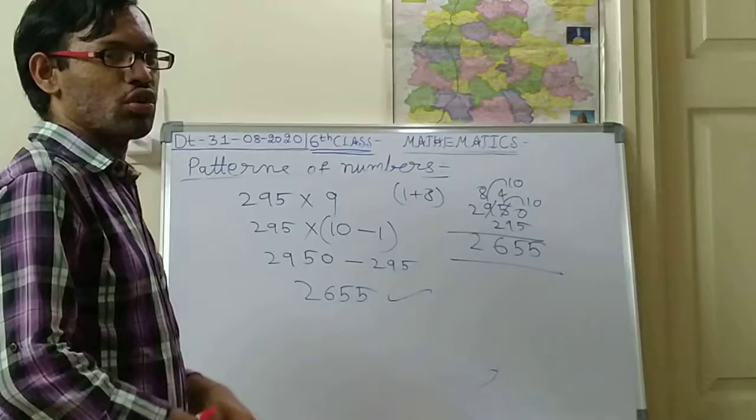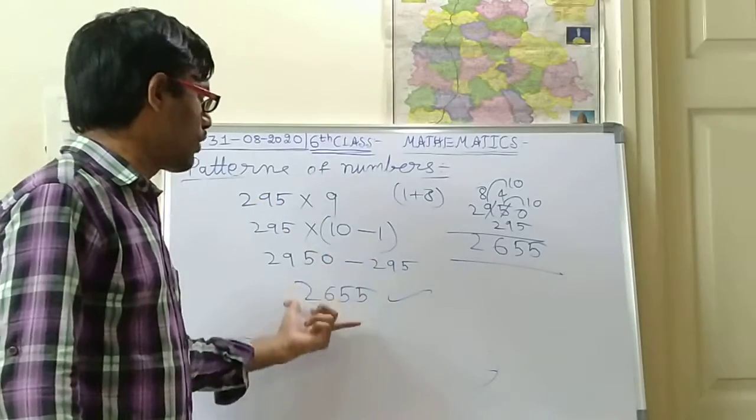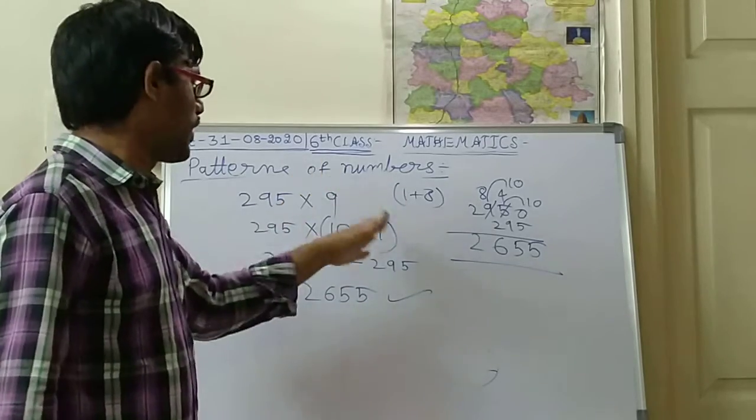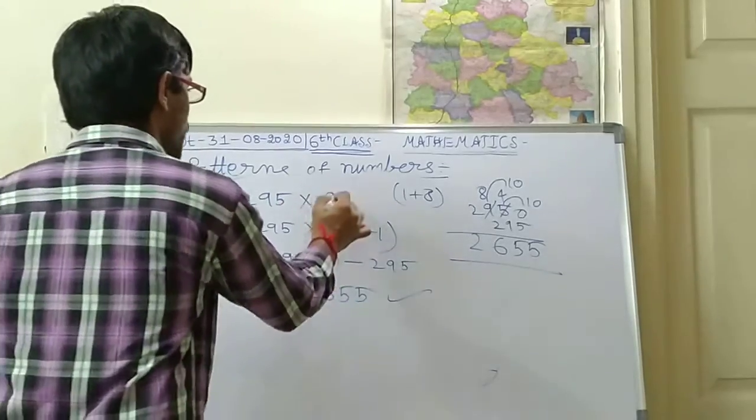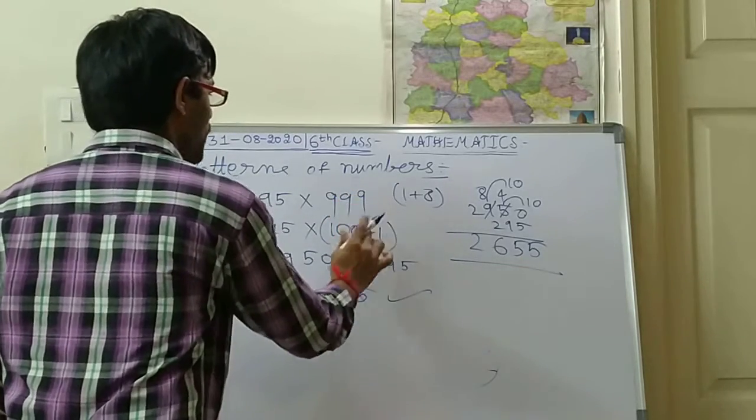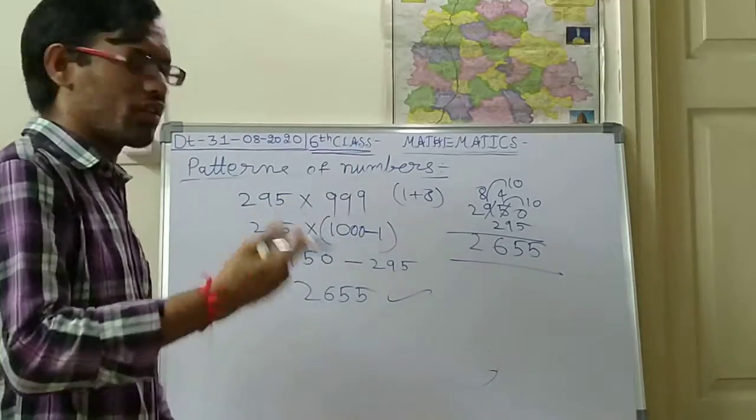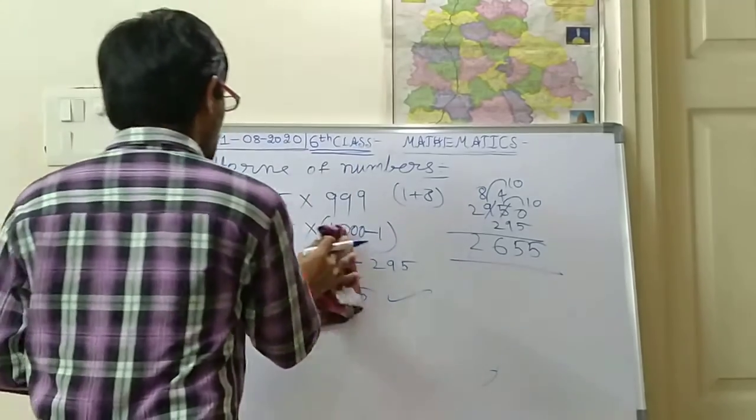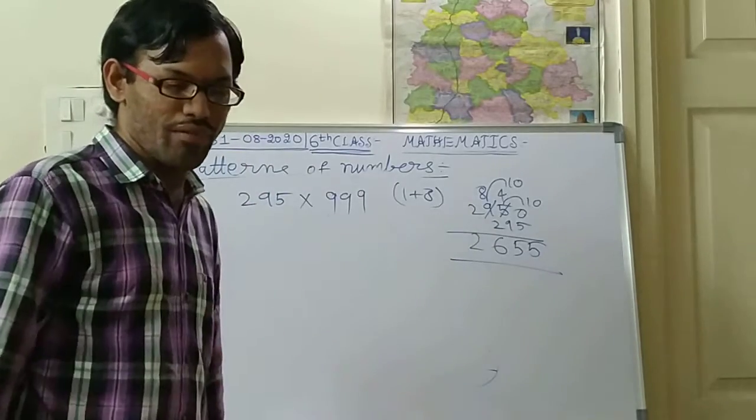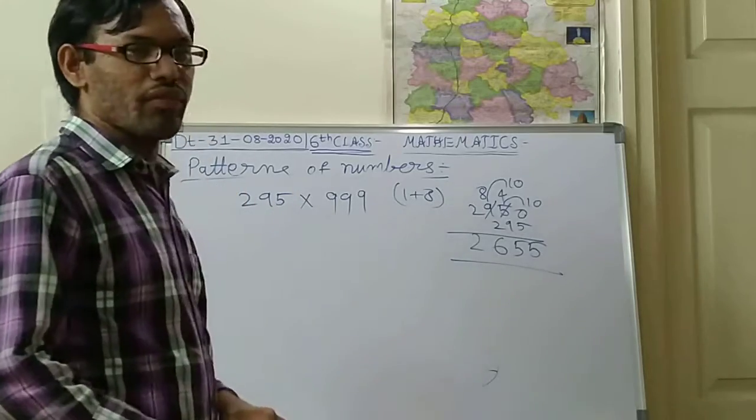So like this you can do. Instead of doing direct multiplication, you can do it with the help of subtraction. Not only for 9: if there is 99, what should you take? 99 means 100 minus 1. 999 means 1000 minus 1. Like this you have to change the numbers. Is it right, children? I think you are understanding this type of problems. These are one type of models.